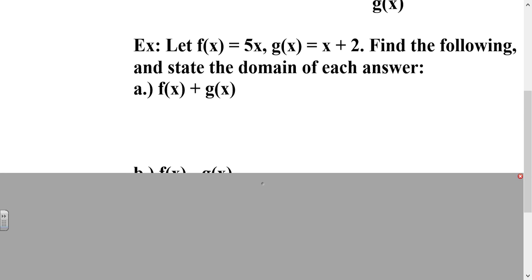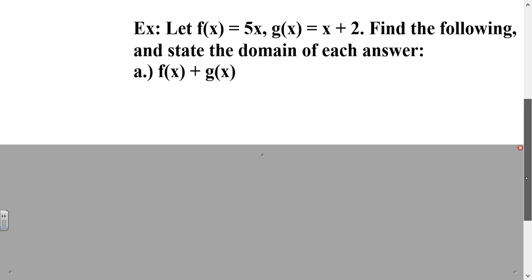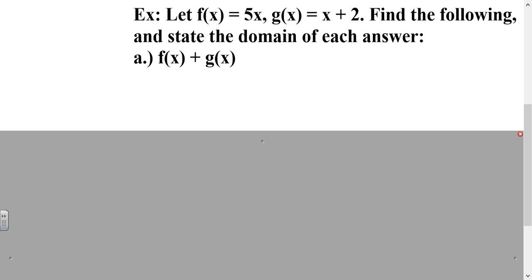So for example, if we have f of x equals 5x and g of x equals x plus 2, we're going to find what f of x plus g of x is, and they also want us to state the domain of each answer that we come up with. Basically we're just using substitution here. We're plugging in 5x for f of x, and we're plugging in x plus 2 for g of x. I always put these in parentheses because especially when you're subtracting, it will make a difference in your answer.